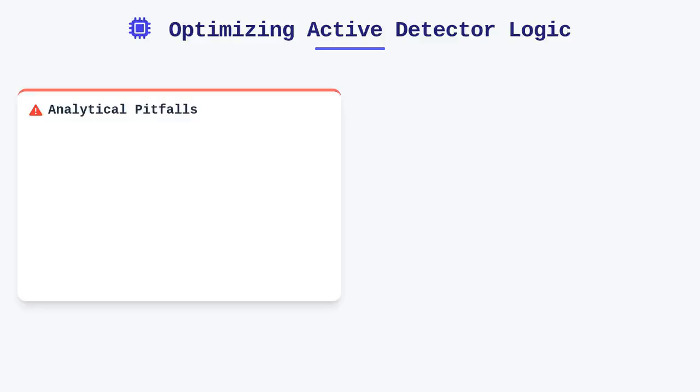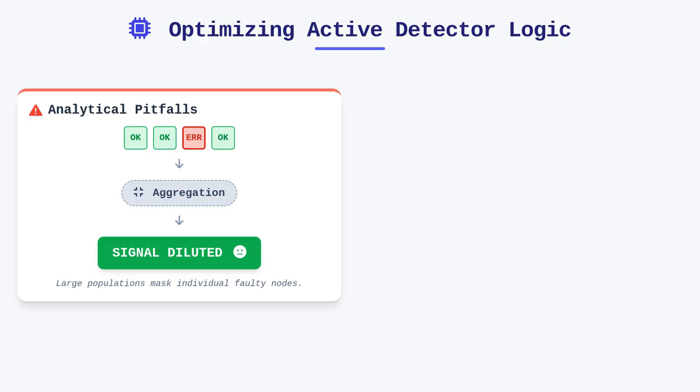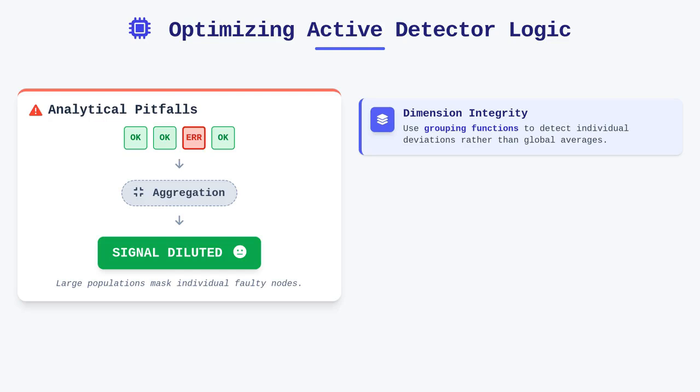Analytical errors within active detectors frequently arise from complex aggregation functions that lose detail when applied over too large a population. If you are aggregating across many hosts, the signal can become diluted, causing an alert to fail on a single faulty node within a healthy collective. To counter this, consider using grouping functions that maintain dimension integrity, allowing the detector to alert on individual instances when they deviate from the norm.